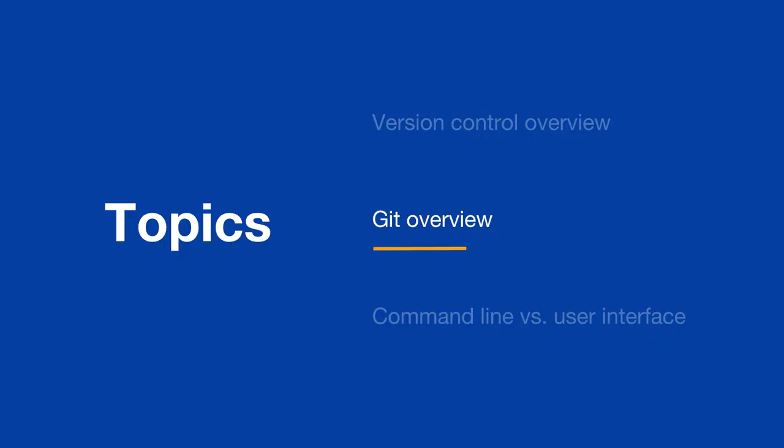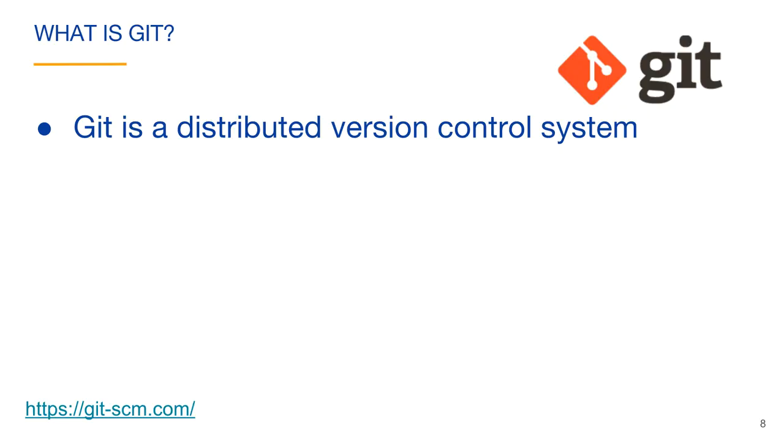Now that we've discussed version control in general, we will discuss Git in particular. Git is a distributed version control system. We've seen that this means that each user has a local copy of the repository and that repositories can easily be synchronized.